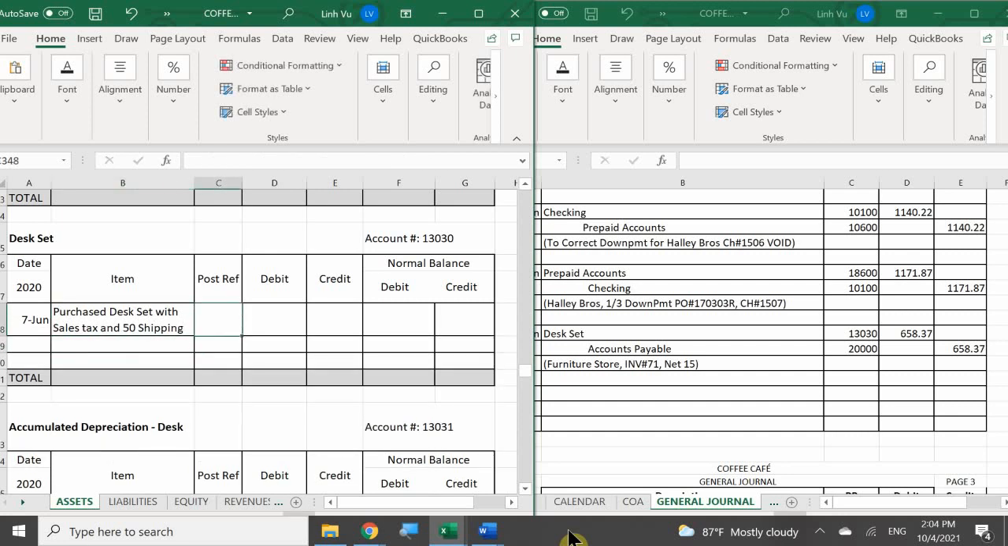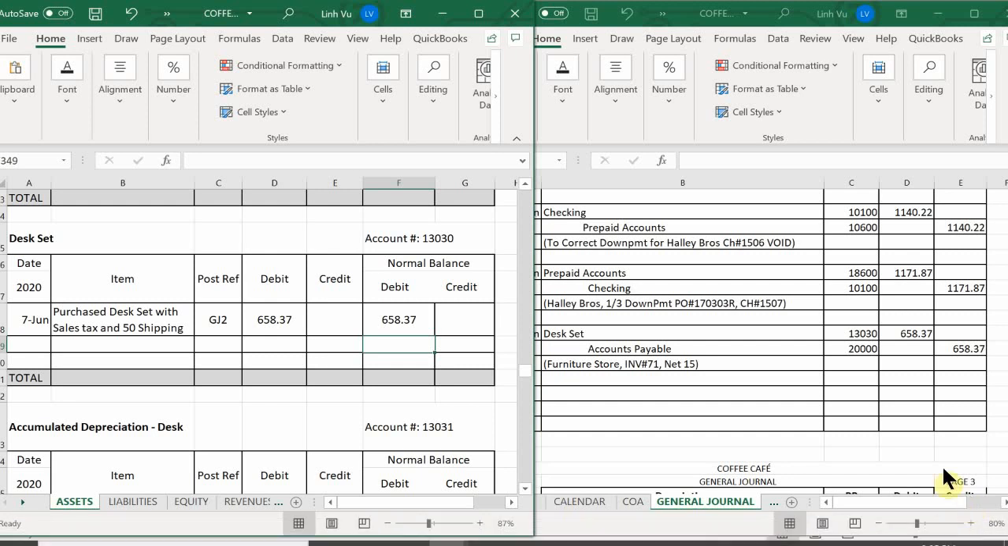Post reference, page 2. Debit of $658.37. Boom. Then we go into accounts payable.